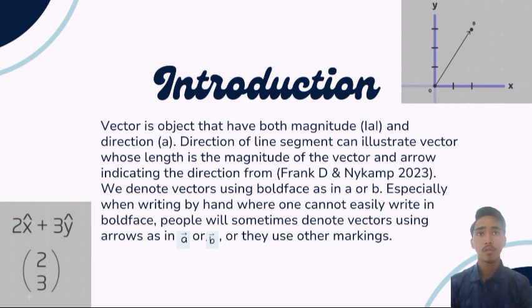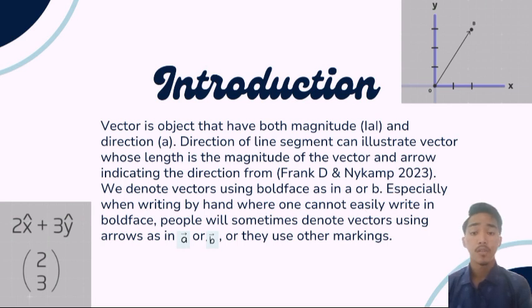An example of non-vector is time, which has a magnitude, like 12 p.m., but it doesn't have any direction. How do we illustrate a vector? A vector can be illustrated by using a line segment which has an arrow to represent the direction of the vector, and the length of the line segment represents the magnitude of the vector.